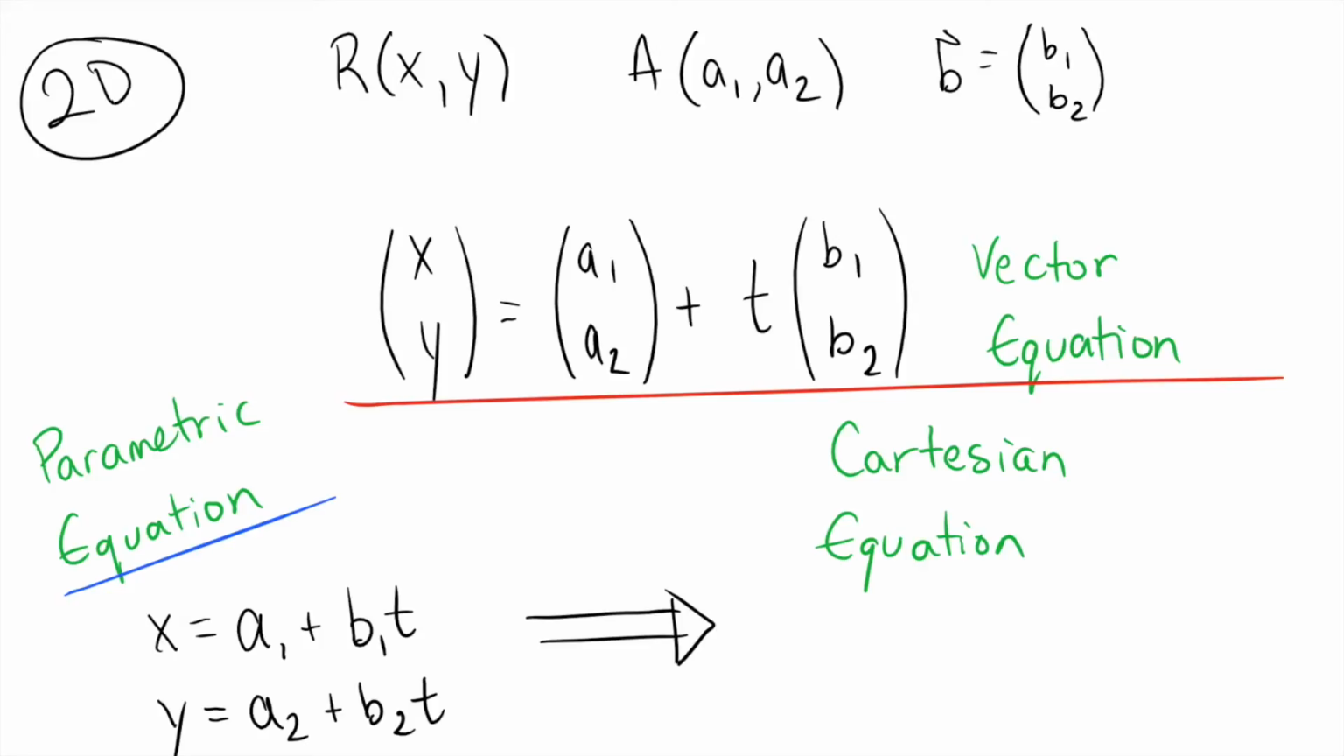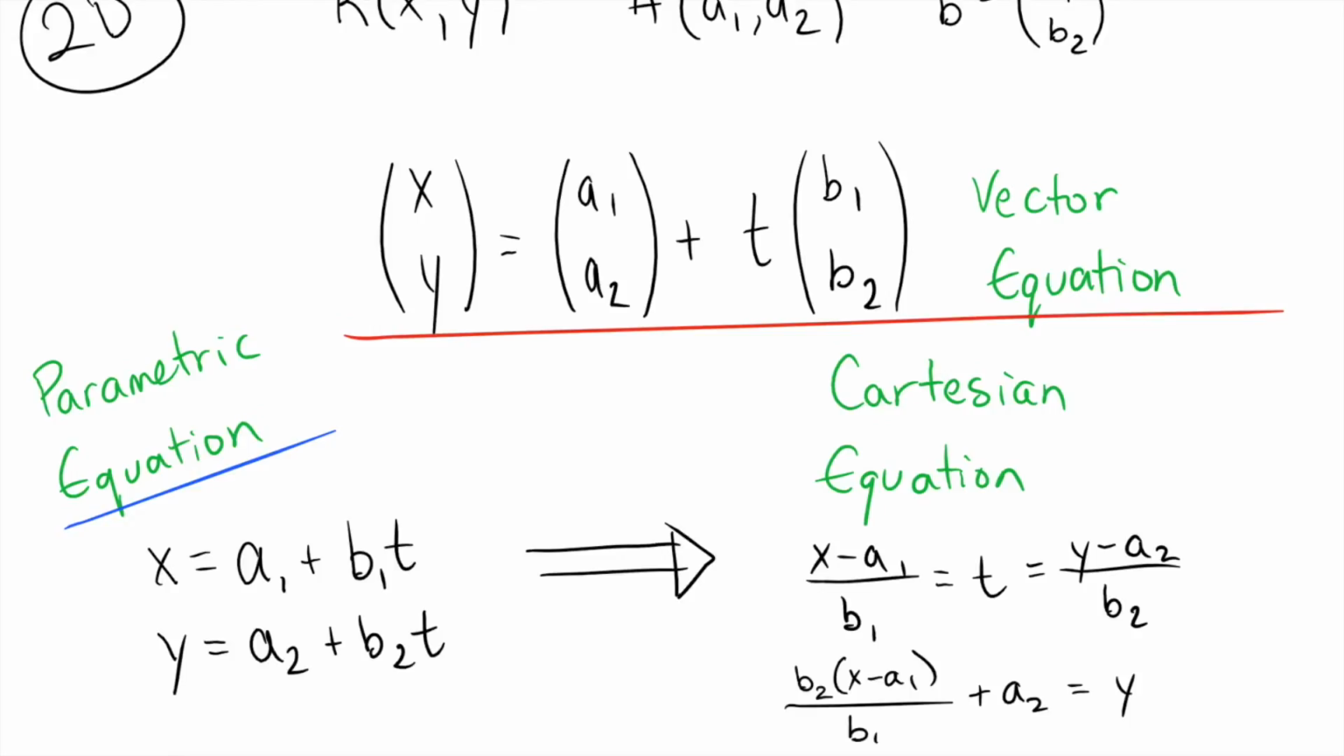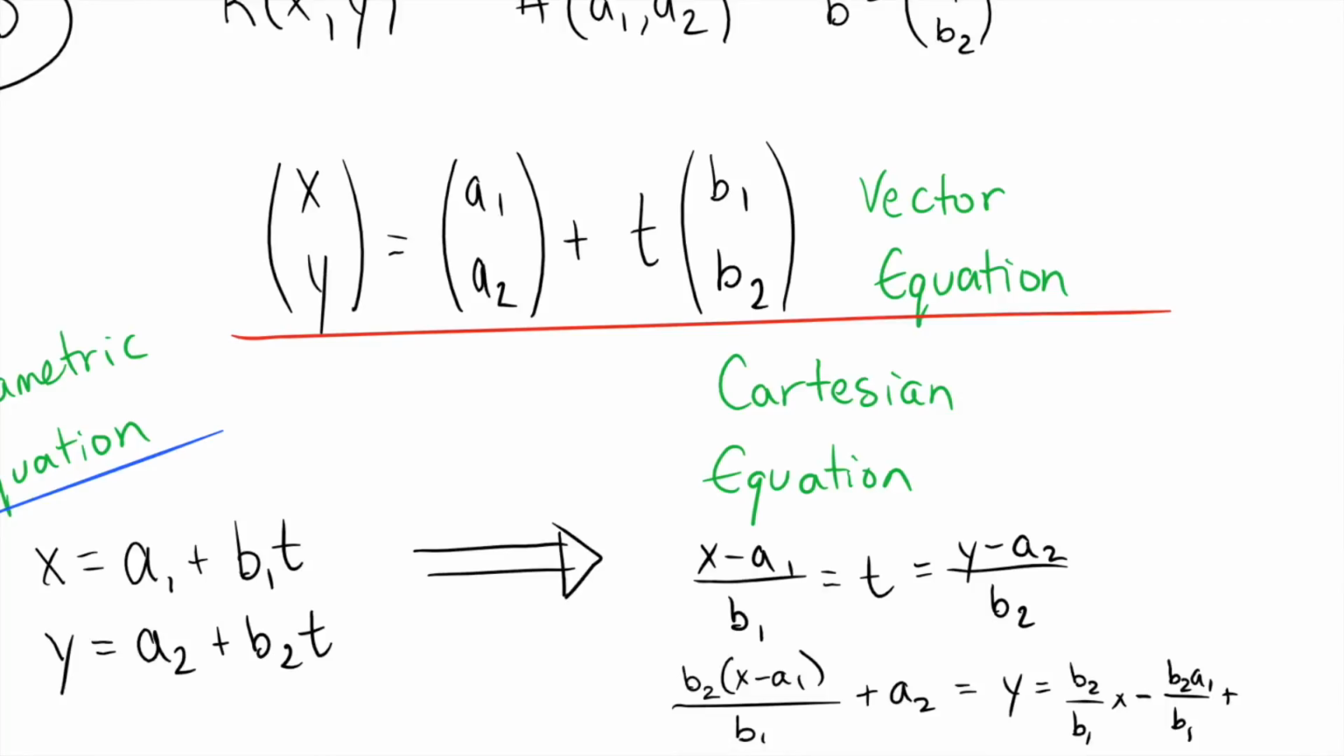All we have to do is isolate t in each of those parametric equations and set them equal to each other. So here I've isolated t in both equations and I'm setting them equal to each other, and now what I want to do is isolate y. So in this equation I've isolated y. It probably doesn't look like a form that you would think of as a Cartesian equation. But let me just simplify this a little bit further by multiplying that b2 into the brackets, and I end up with b2 over b1 x minus b2a1 over b1, and all of that is plus a2.